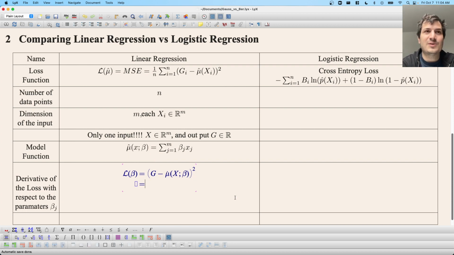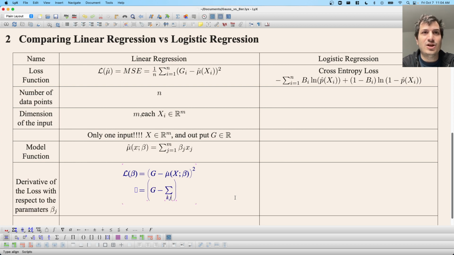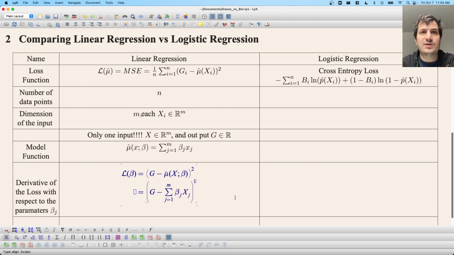And so if you want to write this out explicitly, what is it? It's g minus the sum j equals 1 to m of beta j times x sub j, so the jth component, squared. All right, so just be really careful. This x_j is not the x_i from over there. I don't know what the right way to do it is. Should I do 1 comma?